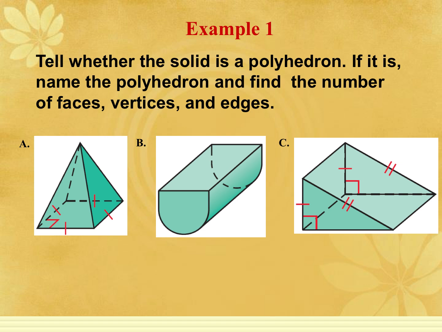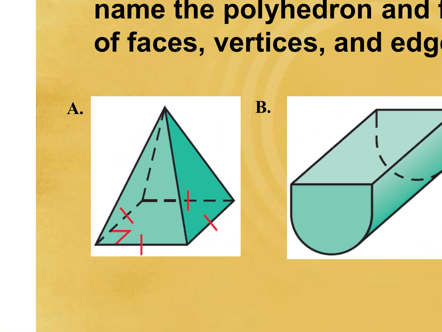All right, let's go ahead and check our work. So tell whether this solid is a polyhedron looking at A. Is it yes or no? It is a yes. Okay, it's a polyhedron.